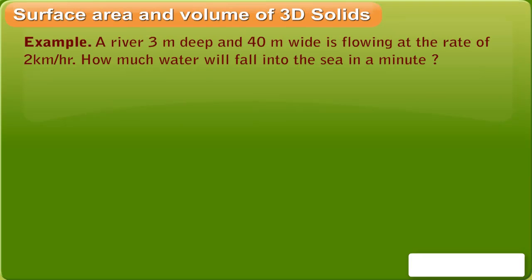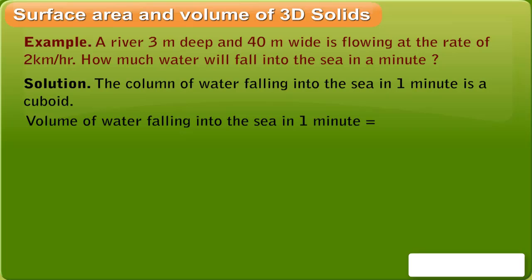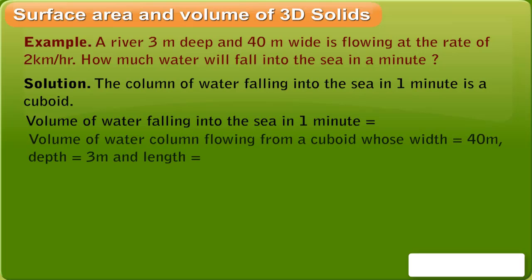Let's take the next example. A river 3 meter deep and 40 meter wide is flowing at the rate of 2 kilometers per hour. How much water will fall into the sea in a minute? Let's solve this. The column of water falling into the sea in 1 minute is a cuboid. Volume of water falling into the sea in 1 minute is equal to volume of water column flowing from a cuboid whose width is equal to 40 meter, depth equal to 3 meter and length is equal to length of water flowing in 1 minute.